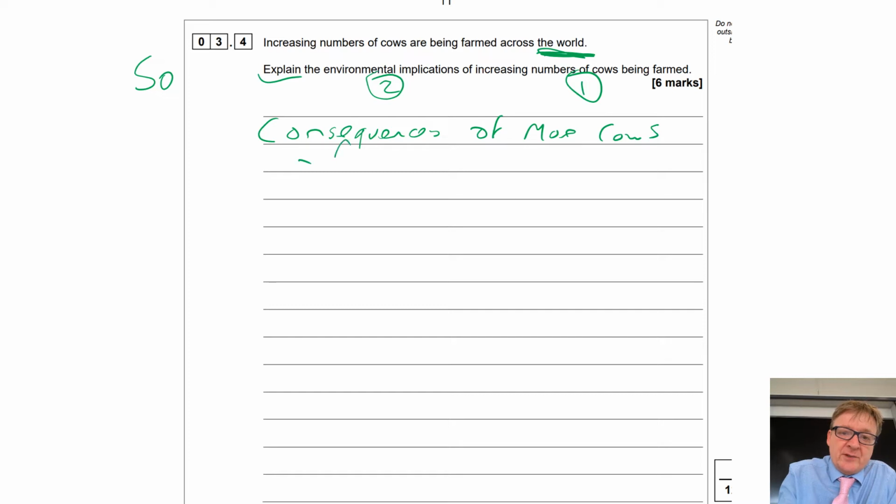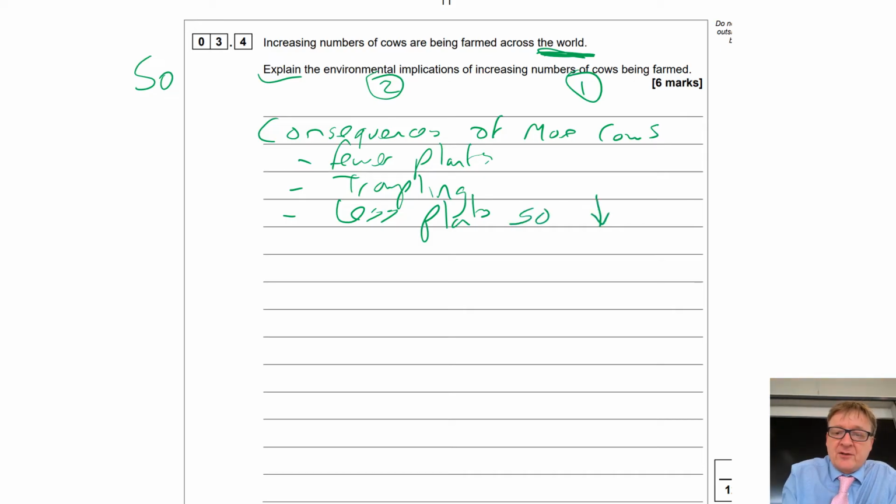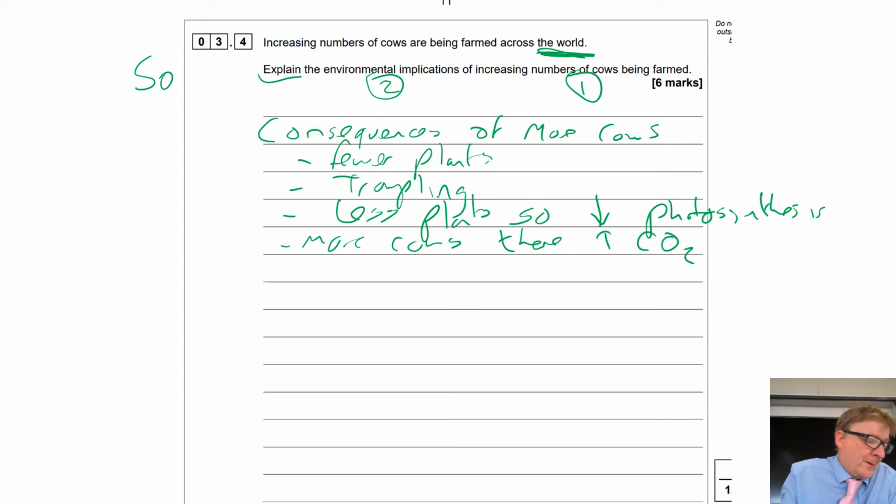Okay, so there will be fewer plants. Okay, there will be trampling, because the cows are going to trample all over the plants. There's less plants, so that means less photosynthesis. Okay, more cows, therefore increase in carbon dioxide. Okay, then so they're the consequences of having more cows, right?